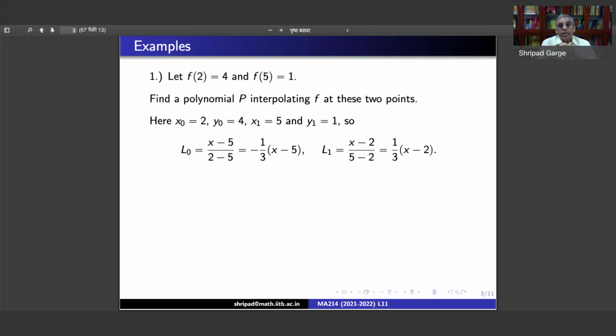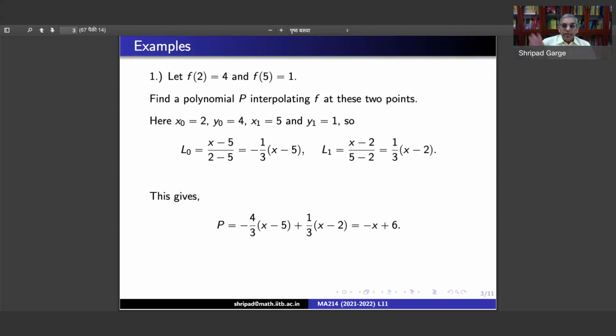Similarly, you can compute L1 which turns out to be 1/3 times x minus 2. And now we know how to compute the Lagrange polynomial. You have to take this 1/3 x minus 5 with a negative sign, and multiply that by y0. So you get minus 4 by 3 into x minus 5.